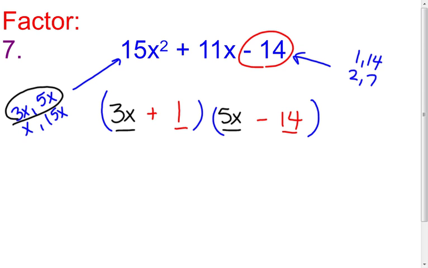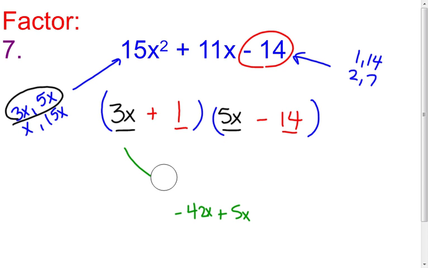All right. Outsides. 3 times negative 14 is negative 42. Okay? And 1 times 5x is 5x. Oops, that should have an x in it. That is not going to give me 11x in the middle that I need.